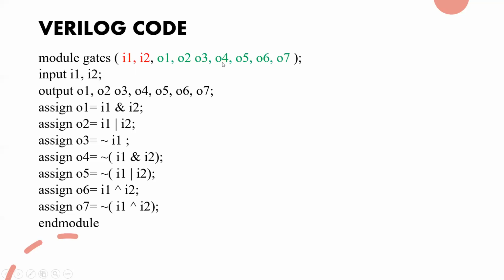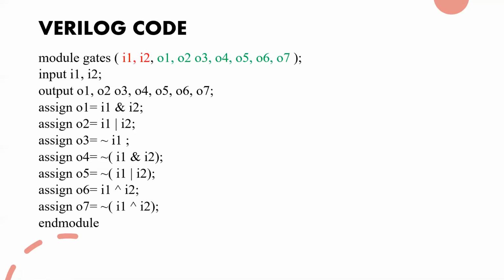Next we'll realize NAND gate. NAND gate output we have chosen as O4. So we'll assign it as assign O4 is equal to complement of the AND operation. That is I1 and I2. Next we'll realize NOR gate. NOR gate output will take as O5 and we'll write assign O5 as negation of or the complement of I1 ORed with I2.